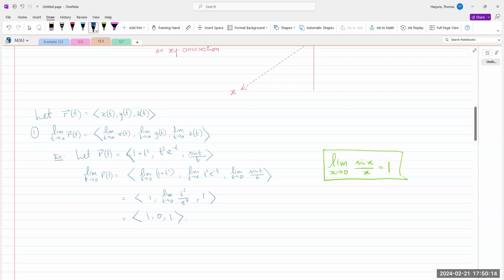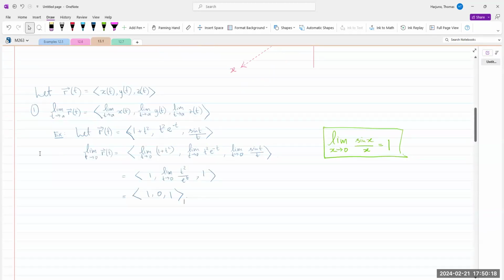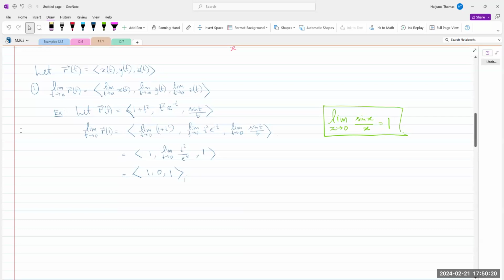Okay, that's just an example on what the limit of a vector function is. Basically, you apply that limit to each of the components. You may need to work on the components one by one. Okay. The second part is on continuity.